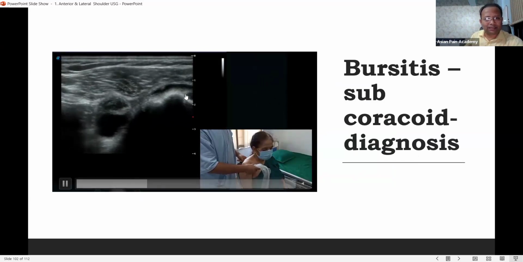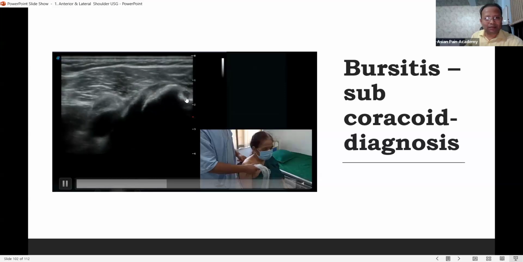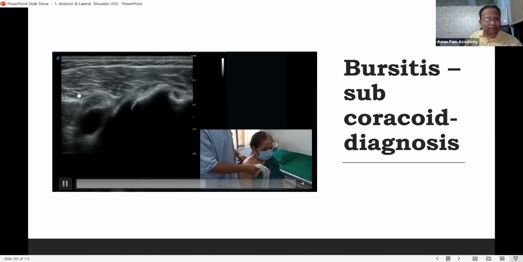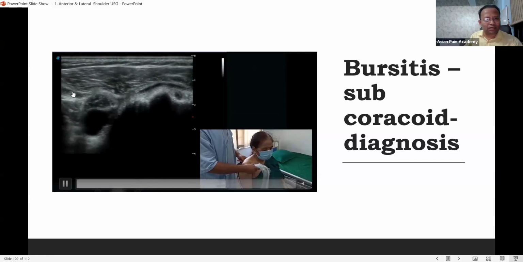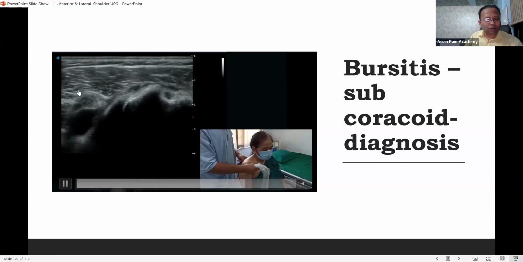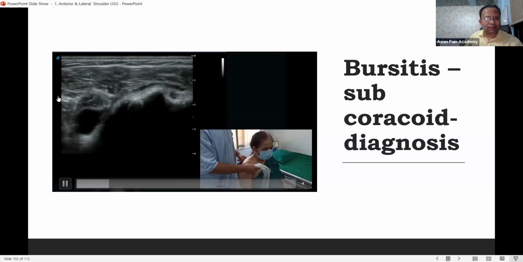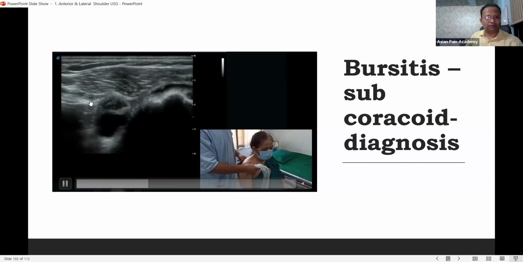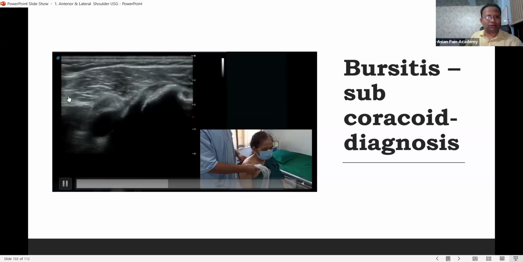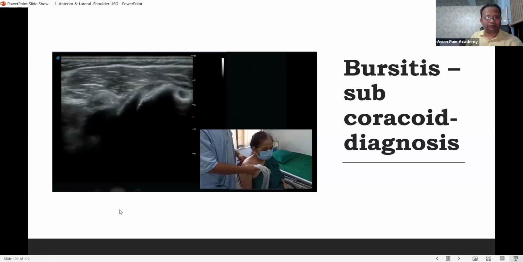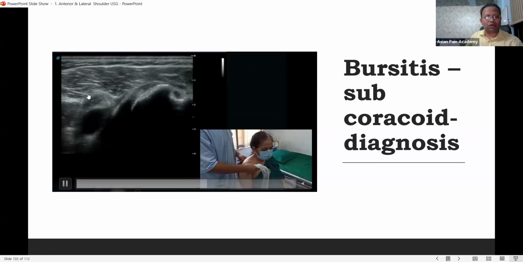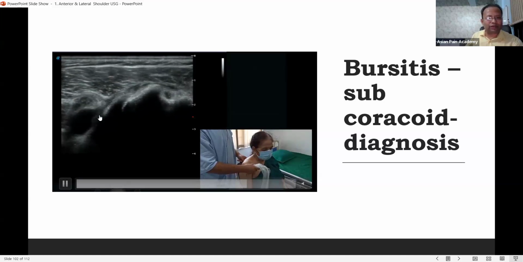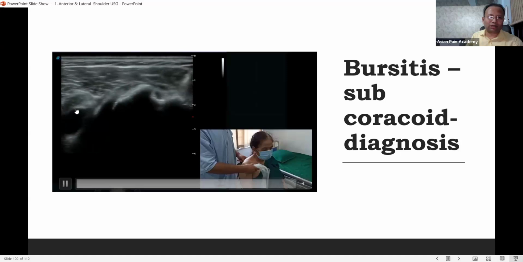So you can see the biceps tendon, and just medial to the biceps tendon, this is the lesser tuberosity. Here a bony shadow comes and goes. This bony shadow is nothing but the coracoid process. This is coracobrachialis. So this is the coracoid process, and below the coracoid process you can see some amount of fluid. So this is nothing but the subcoracoid bursa.